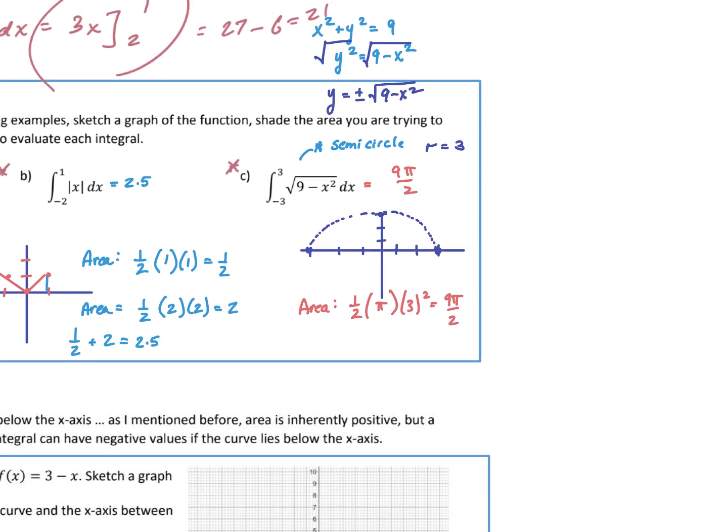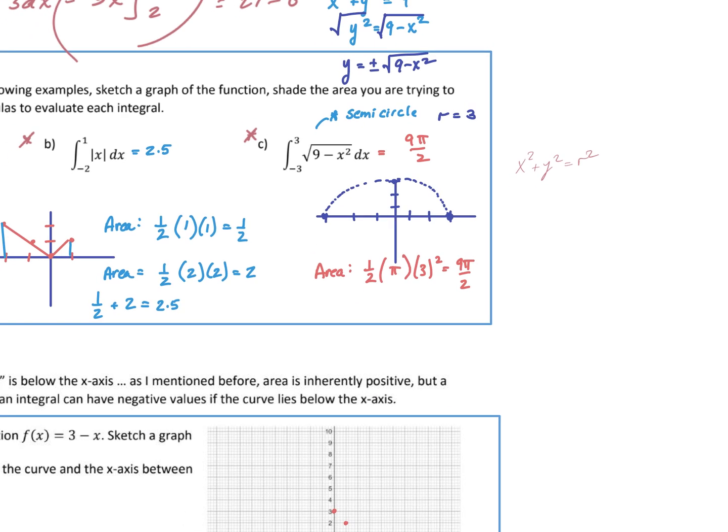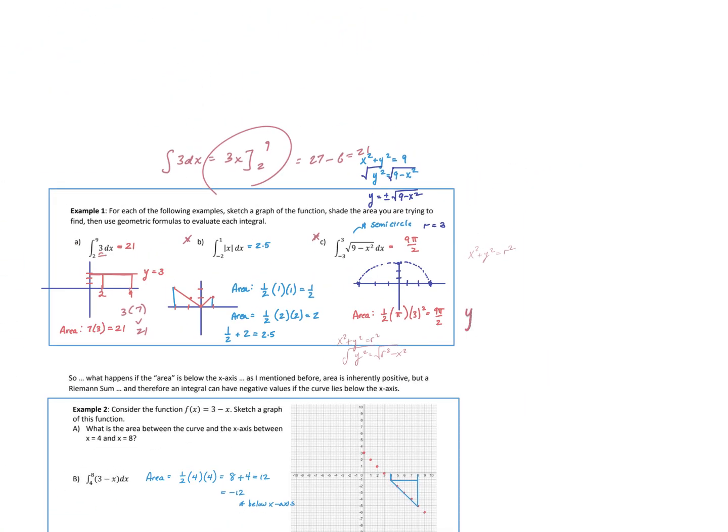So you do need to know that x squared plus y squared equals r squared. I'll do it down here. So x squared plus y squared equals r squared. Y squared equals r squared minus x squared, and when you take the root, you get that. So this really is just a semicircle, the top half of it, because we would normally get y equals plus or minus the square root of r squared minus x squared. The plus is the top half of the semicircle, the minus is the bottom half.